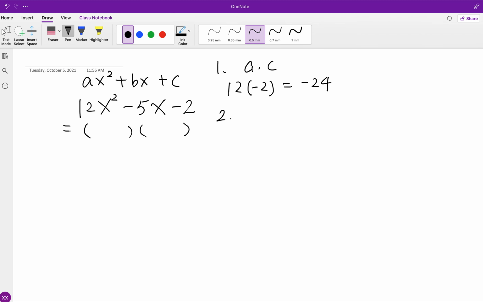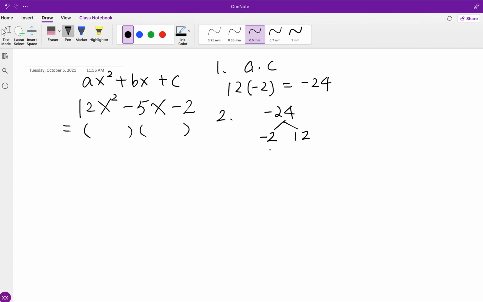So my next step now is how I'm going to break this -24 into two factors that add together to become -5. Let's see how we can do this. We can do 1 and 24, but obviously 1 and 24 is going to get us nowhere. Then we do 2 and 12. Either this one will be negative or the other one negative. Does that give us -5? No, sadly no. So 2 and 12, this pair will not work.